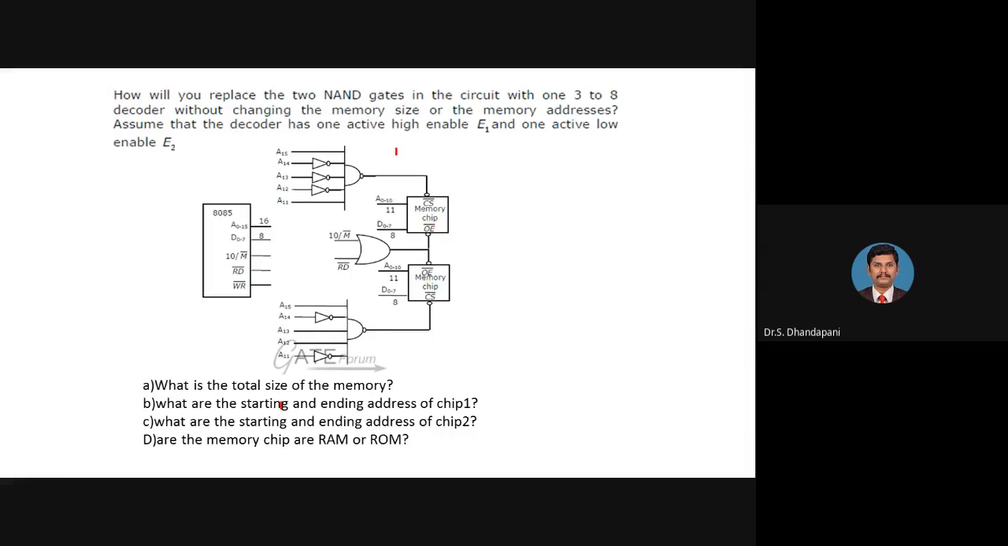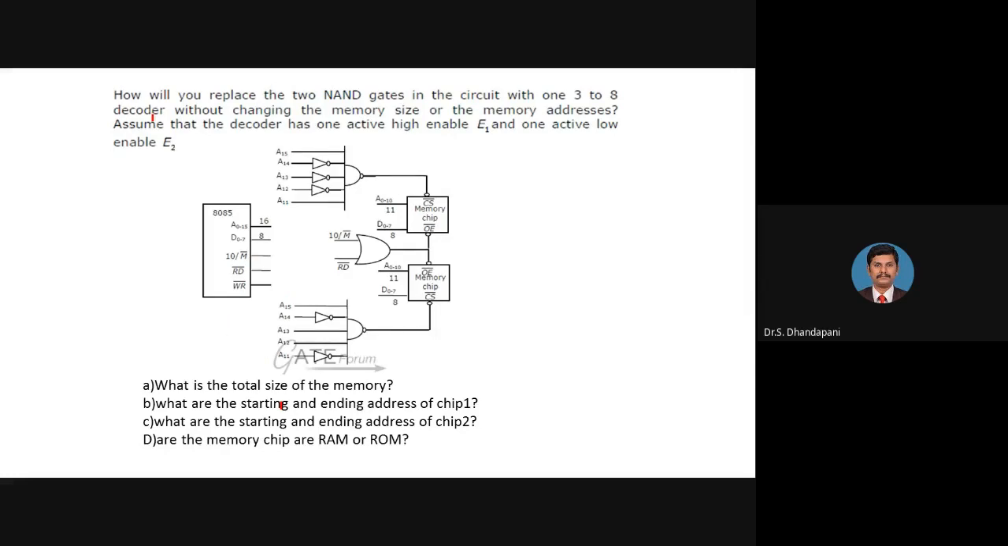Now another question, the original question. We want to replace these two NAND gates with a 3 to 8 decoder. This chip select we can generate using different methods. The given method available in the circuit is 2 NAND gates used for chip select for IC1 and IC2. Now we want the same logic. The operation of the circuit and the address should not be changed. We want to replace these two NAND gates with a 3 to 8 decoder.